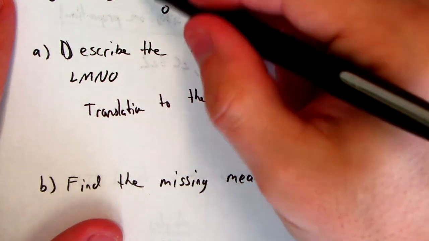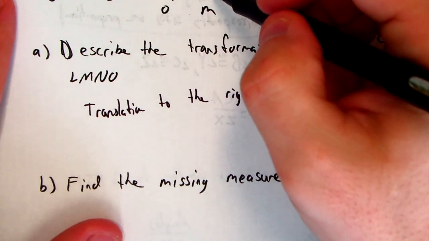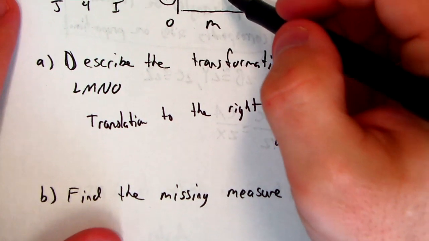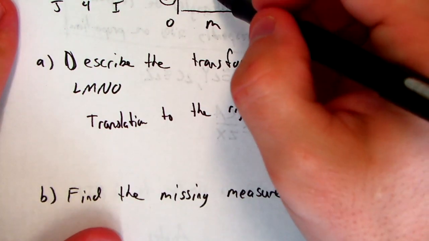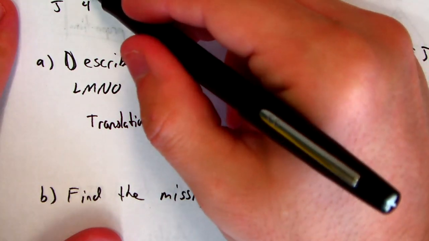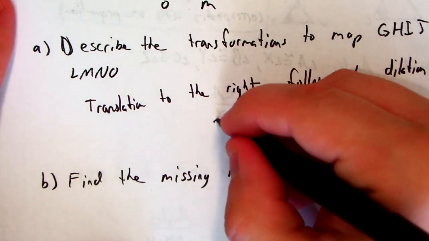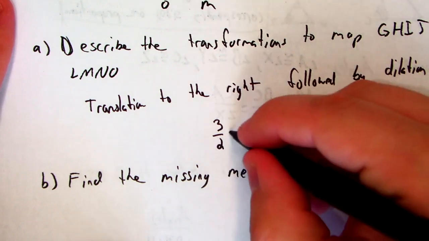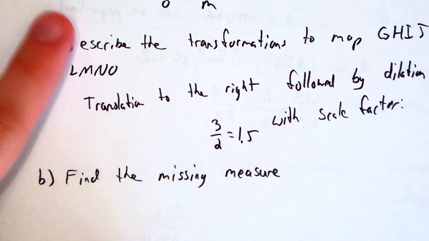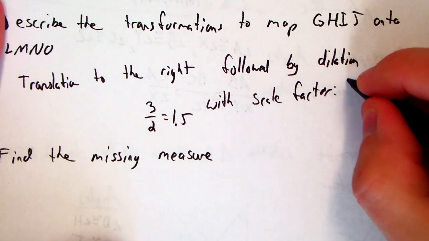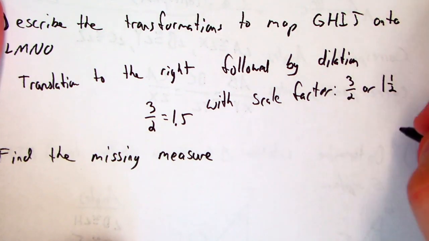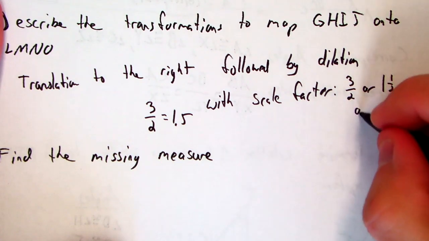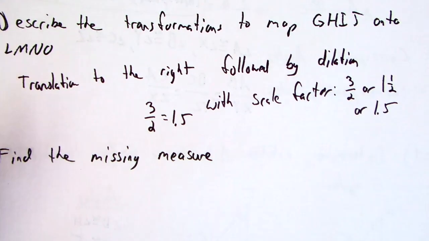But what we're always going to do is we're going to take our image. This is just like when we talked about dilations, finding the scale factor in lesson 4 from chapter 6. Take our image, divide it by our pre-image. So we're going to go 3 divided by 2, and that's 1.5. So our scale factor, you could either say it's 3 over 2, or leave it as a mixed number, or write it as a decimal, 1.5.